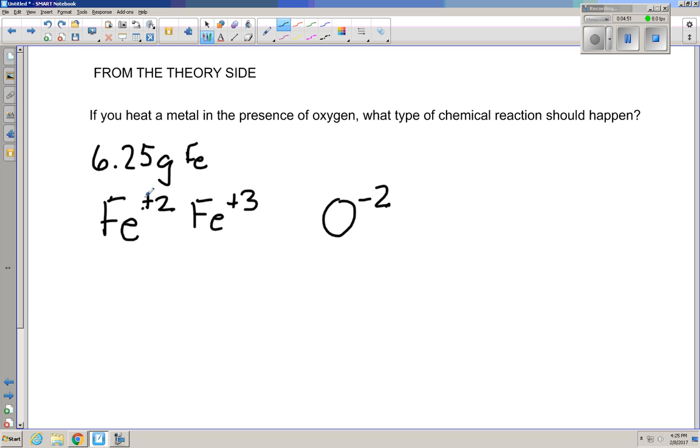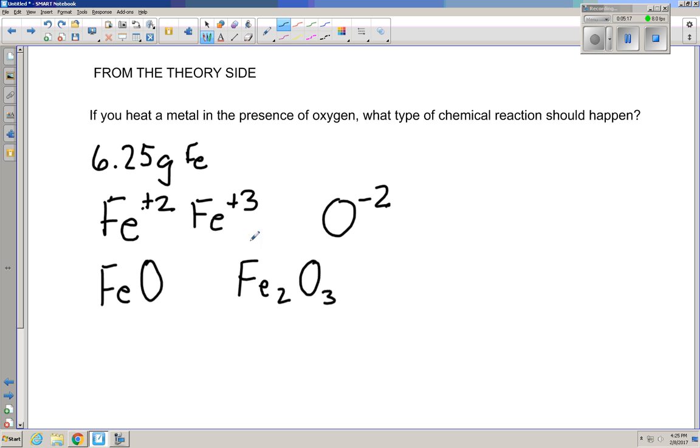Well, I could probably have iron give 2 electrons to oxygen, and I could form the compound just FeO. Or I could have a +3 iron and a -2 oxygen. We have to work a little bit of magic there, but we would end up with the empirical formula, the simplest version of this formula, Fe2O3.